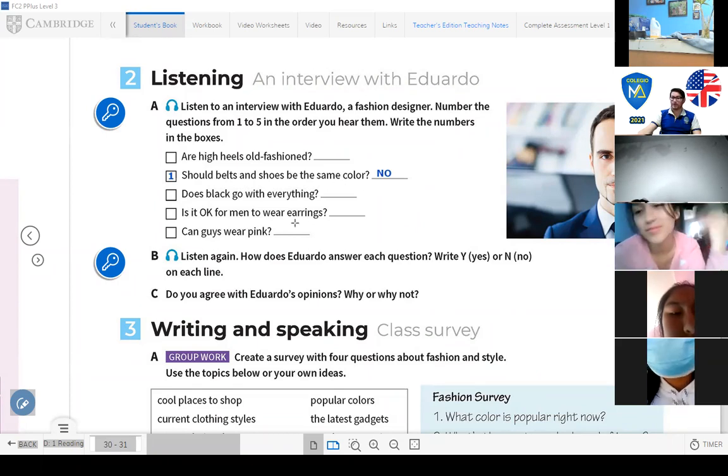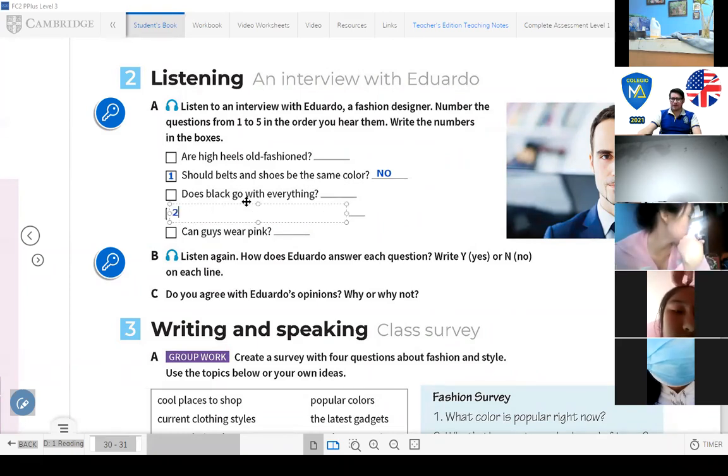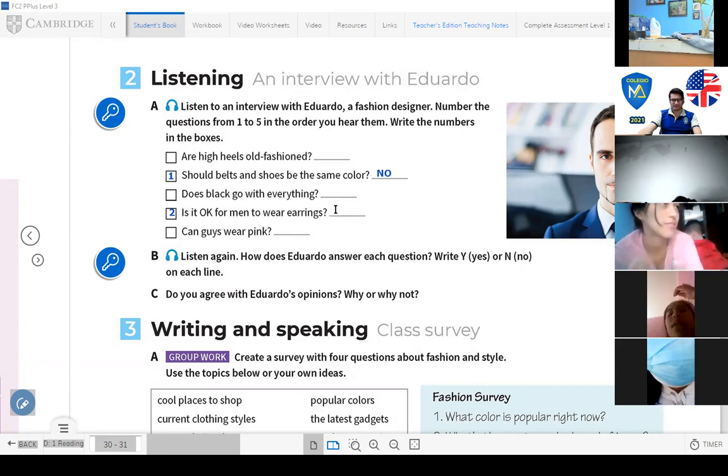What is number 2? Is the question about the earrings, right? It says, is it okay for men to wear earrings? And we have here number 2. This is question number 2. And the answer is, he says that is yes, no? He expresses himself and he wears an earring. Él inclusive, él usa un earring, so yeah, that's why he said yes.